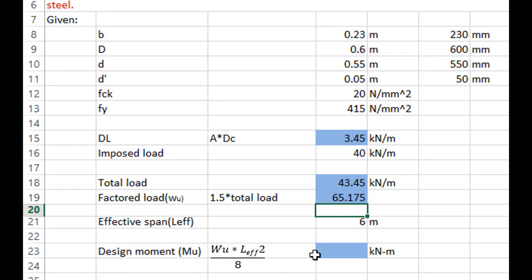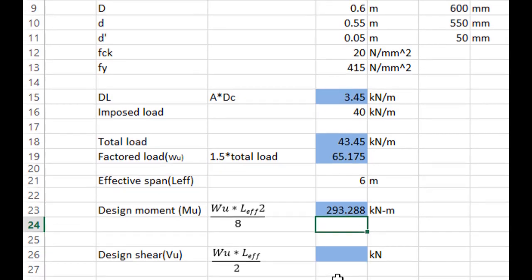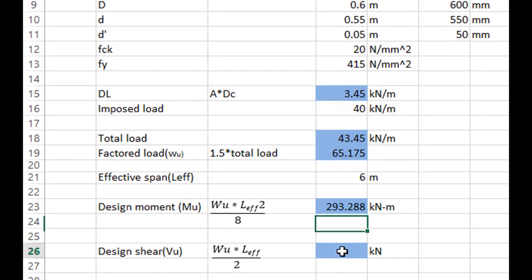Now let us calculate the design moment. The formula for design moment, input the values first, equal to sign. The Wu value is nothing but factored load into L effective square, which is nothing but this 6 meter raised to 2 divided by 8. So this is 293.29 kilonewton meter.